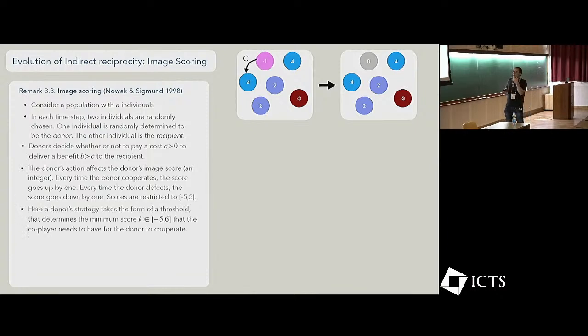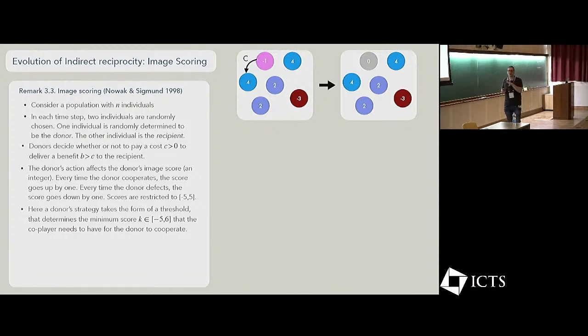like? In the paper, Nowak and Sigmund assume that for each donor, the strategy is a variable k, and this k is just a threshold. This is my minimum threshold to find your reputation acceptable. So for example, if my k is 3, I would only cooperate with you if your reputation is at least 3. Otherwise, I defect against you.